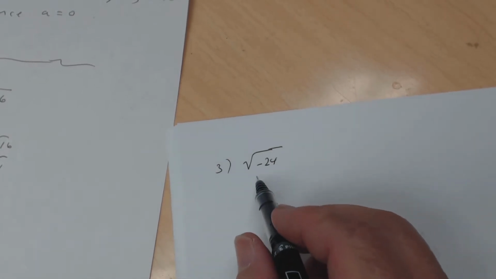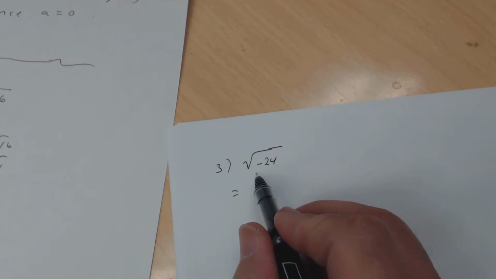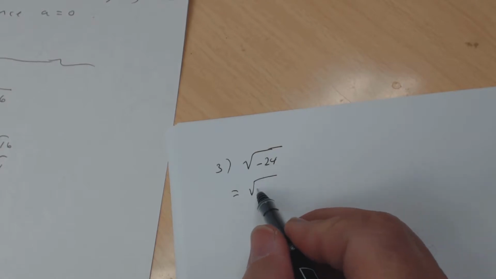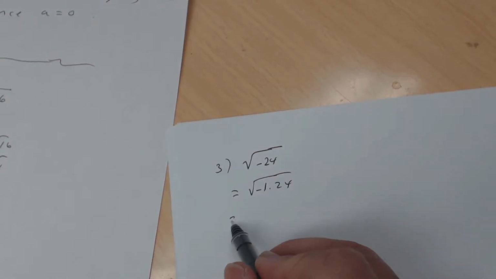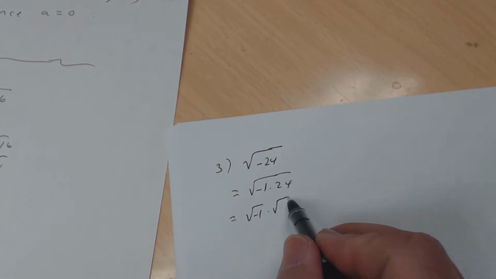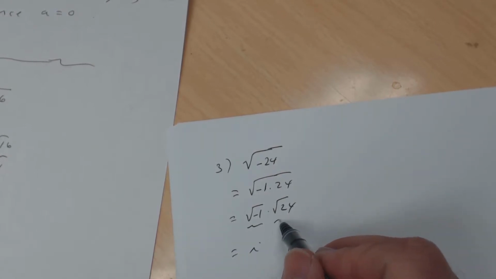Negative 24. All right, well, let's do the same thing. So first of all, since it's a square root of a negative number, I would take care of the fact that negative 24 can be written as negative 1 times 24. Writing it as a product of two radicals, I get this, and the square root of negative 1 I know is i. Now, square root of 24.